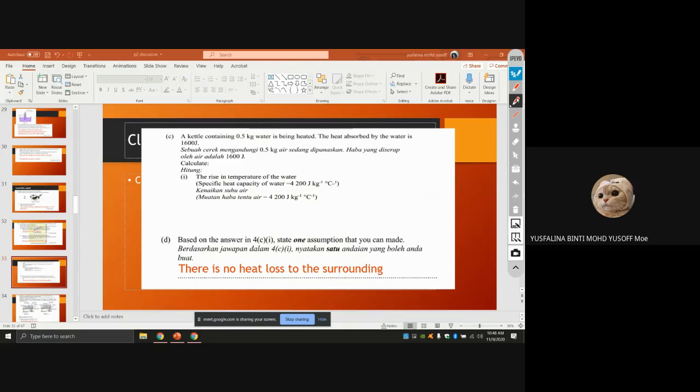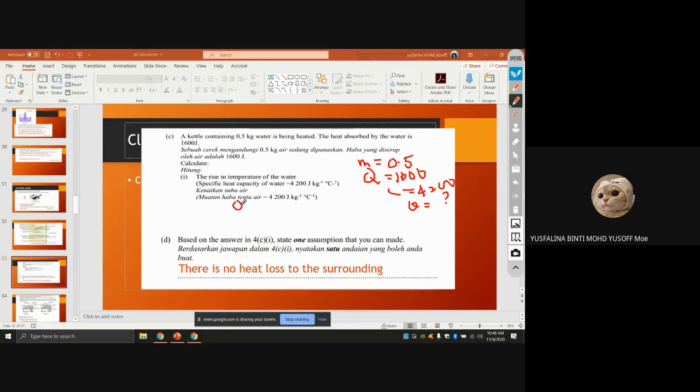A kettle containing 0.5 kg of water is being heated. The heat absorbed by the water is 1600 joule. You are asked to calculate the temperature rise of the water. So we try to take out the information given in the question. M is 0.5, and the heat absorbed is Q. Q is 1600, and C is given as 4200. You want to find theta, so theta you need to find.